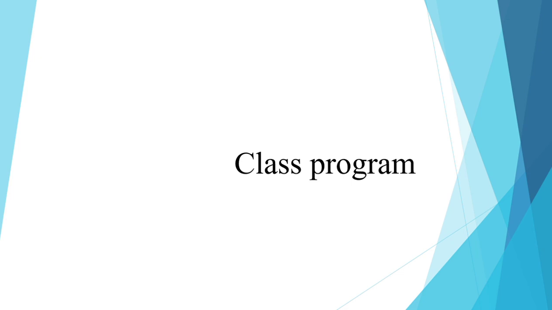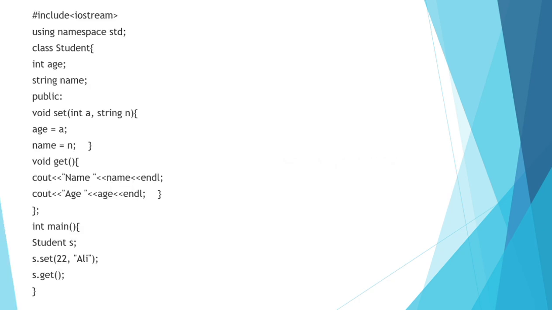In today's video, we are going to explore a basic class program. So, let's get started. The given C++ program defines a class named student, which represents a student with two attributes, age, an integer, and name, a string.